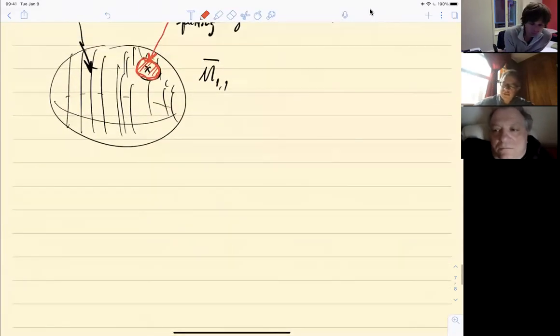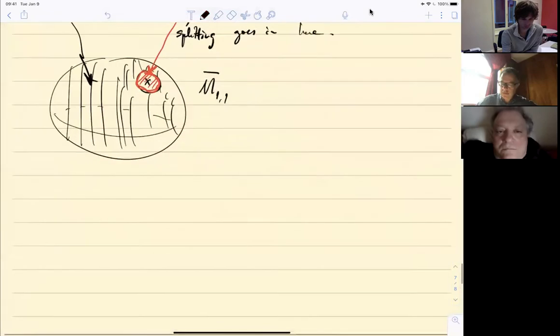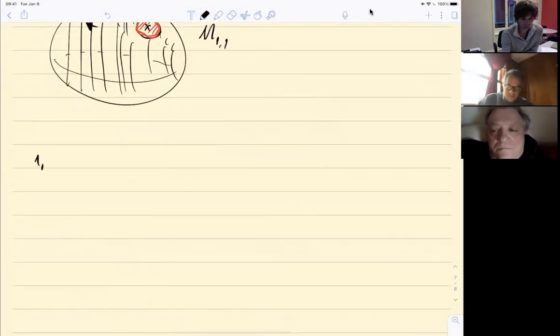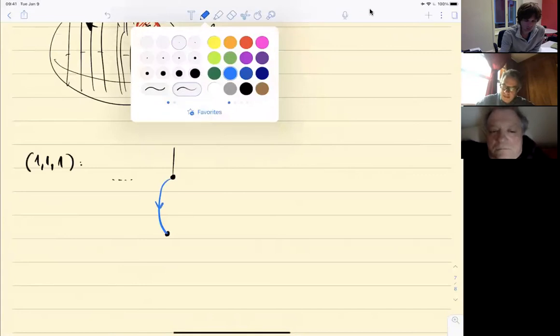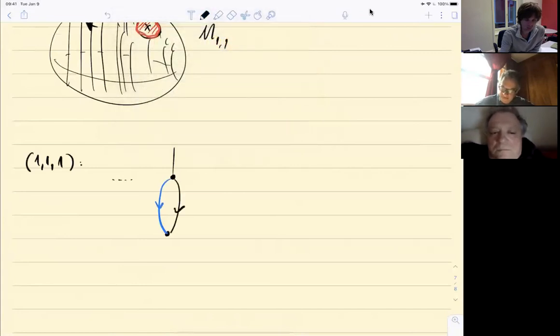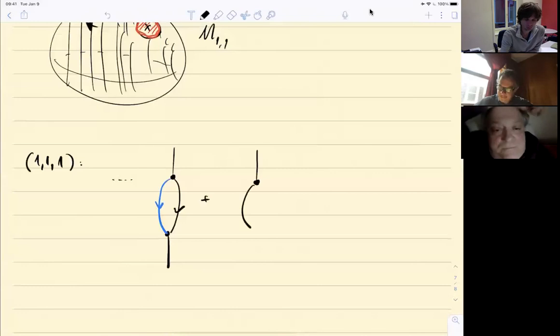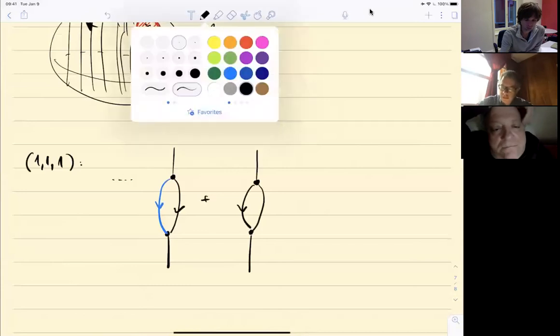Maybe let me give you one more example of a formula. For example, the 1-1-1 invariant, which goes into the construction of the 1-2 part of the Gromov-Witten invariants, will have, among other terms, things that look like this. So it's going to have a blue arrow here and a black arrow here. And it will also have something that looks like this. Where this is directed, oops, it should have been blue, but it doesn't matter.